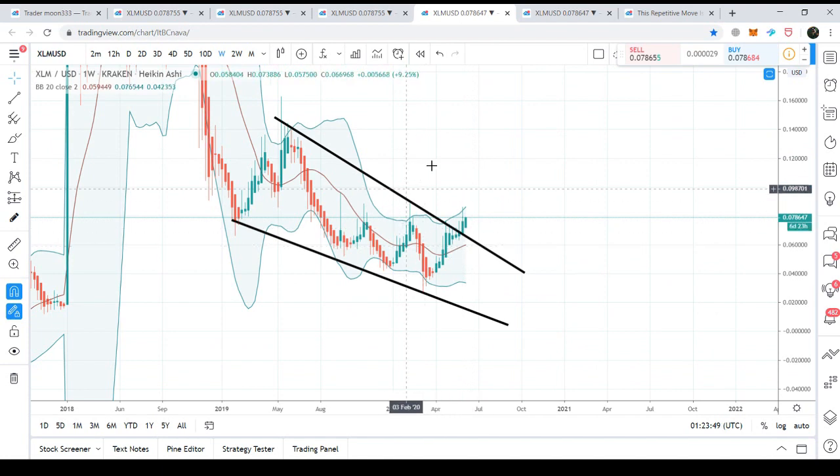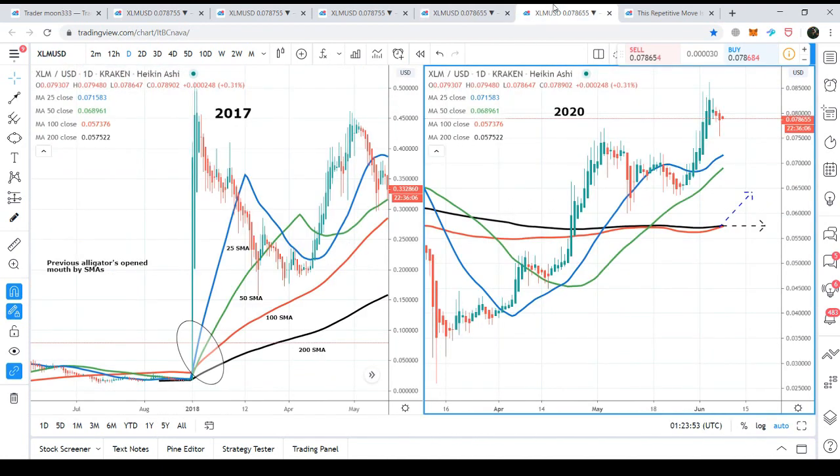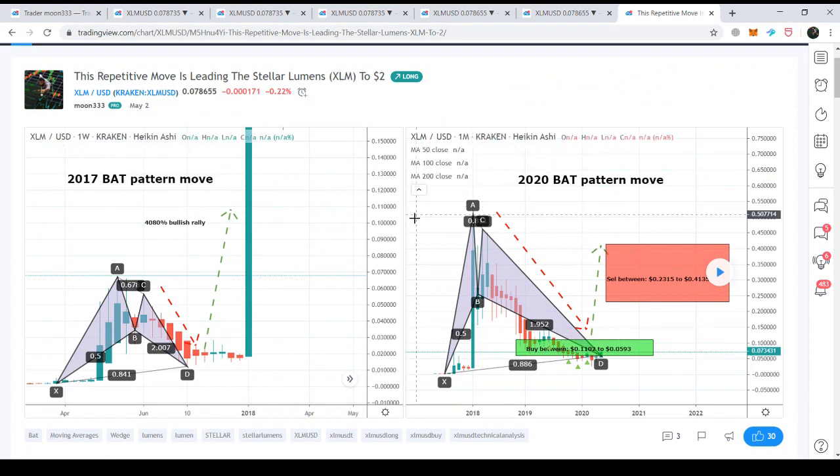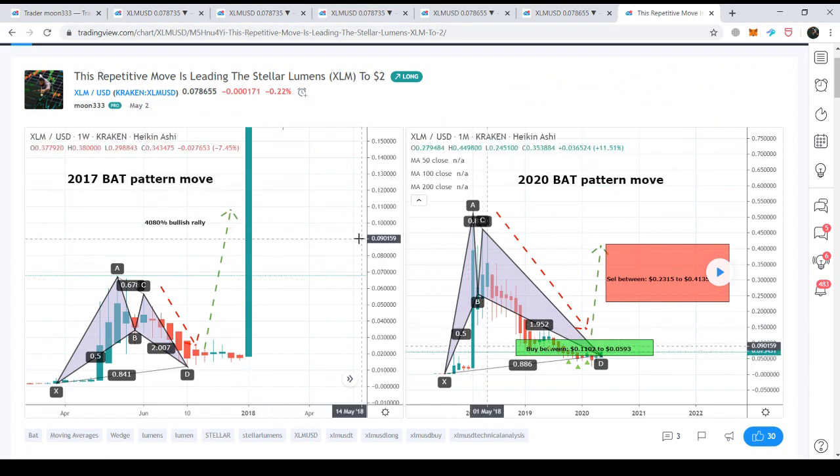Stellar and the formation of this falling wedge pattern that is formed on the long-term chart, and the position of the different moving averages on the long term. And at the end of this video, I would like to recall this repetitive move of Stellar that can lead the Stellar price action up to the $2.